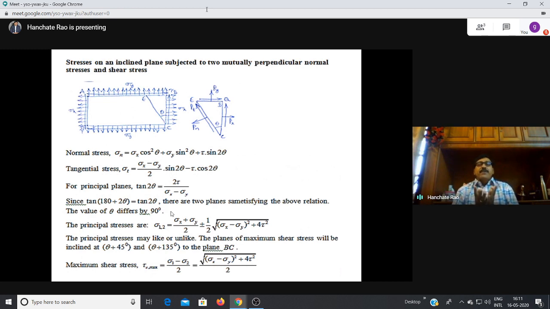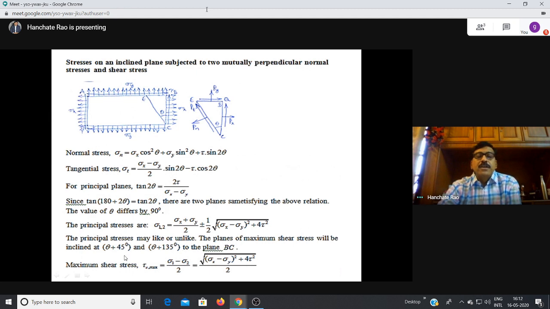If you add 45 to theta, you get the plane on which maximum shear stress will take place. Theta plus 45 gives you the plane on which the maximum shear stress is occurring. For maximum shear stress, you can differentiate d sigma t by d theta equal to 0. The maximum shear stress is sigma 1 minus sigma 2 by 2, as I explained in the previous problem, or it is equal to under root of (sigma x minus sigma y) whole square plus 4 tau square, by 2.